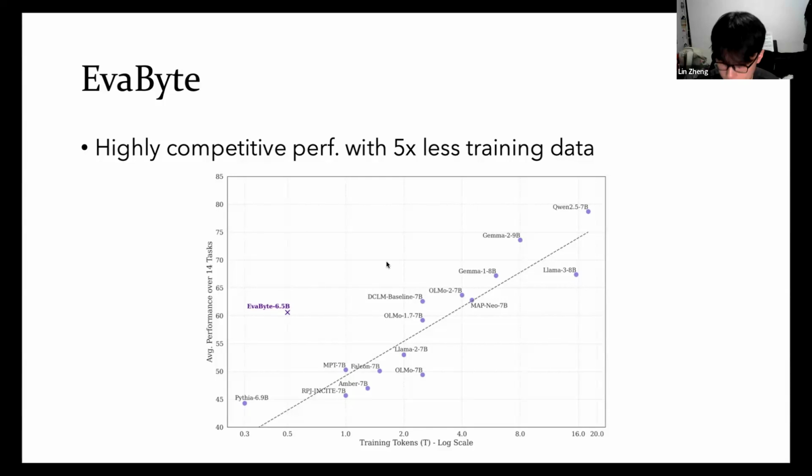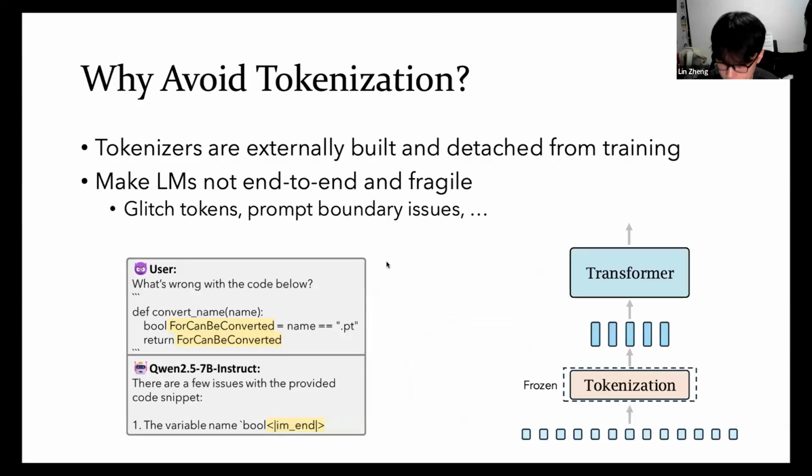Let's move back to the very motivation. The motivation of this work is to avoid tokenization in the first place from the current language model stack. Tokenizers are usually externally trained from some small seeding corpus, and after being built, they just remain frozen, detached from language model training. So the model is not fully end-to-end, because input sequences have to go through this frozen tokenization process and then get fed into the transformer training.